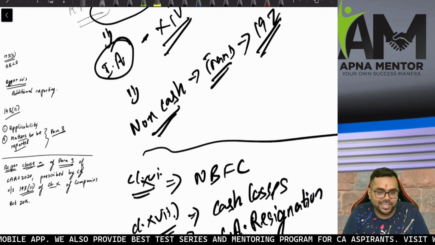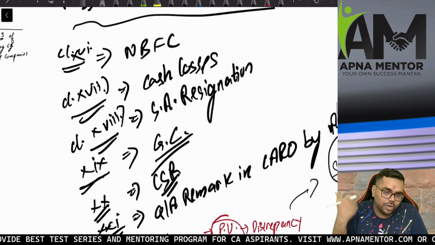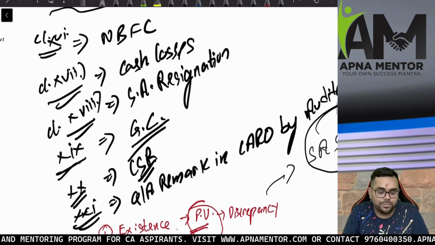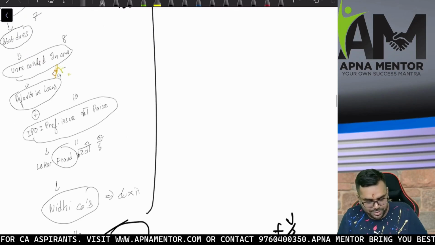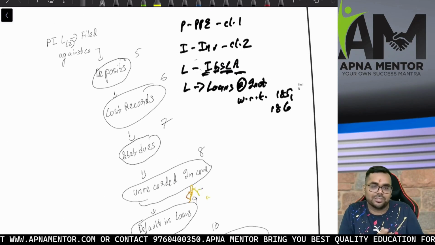Now, no other option in life. So clause 16 opened NBFC. NBFC went for cash losses. Auditors also resigned, going concern in danger. Now CSR. Clause number 21, thinking about the children of the parent company. Clear? So this is how you can remember all the 21 clauses.